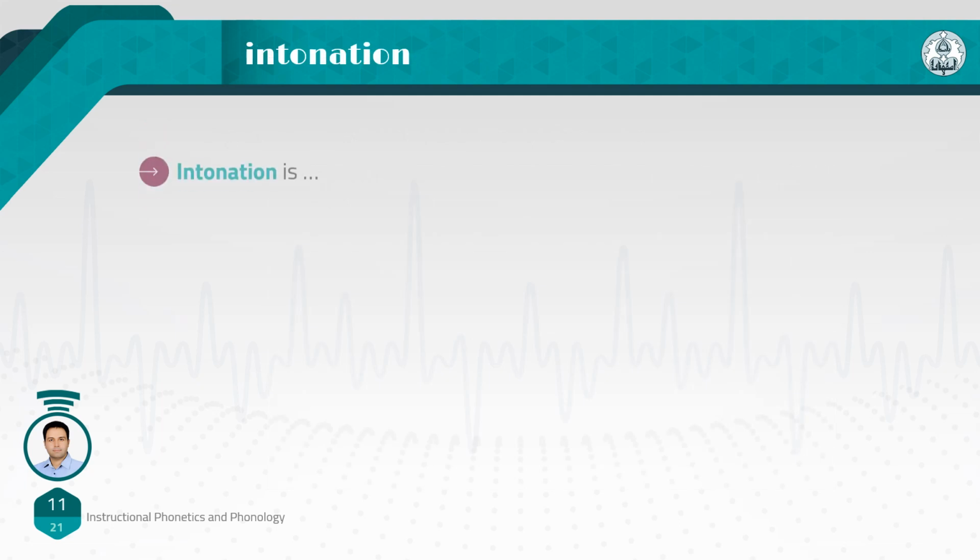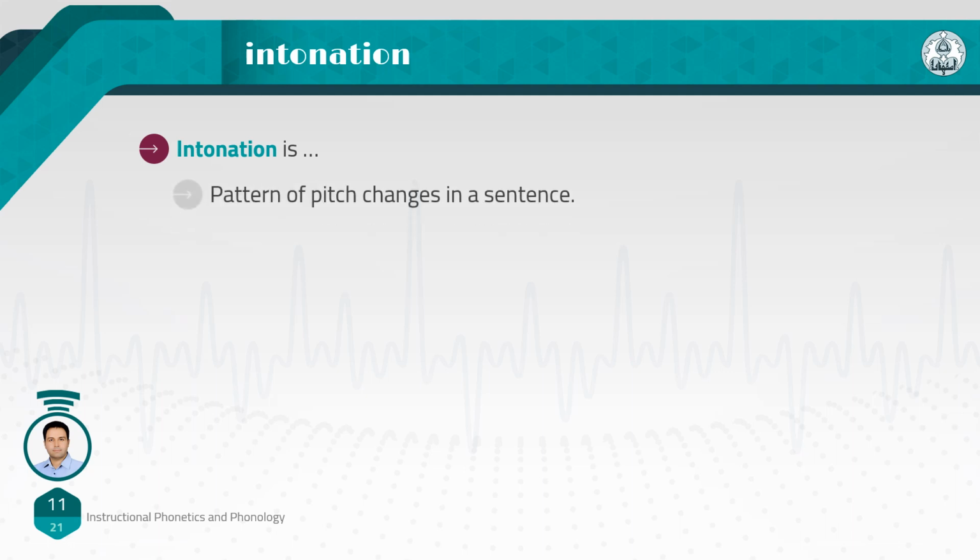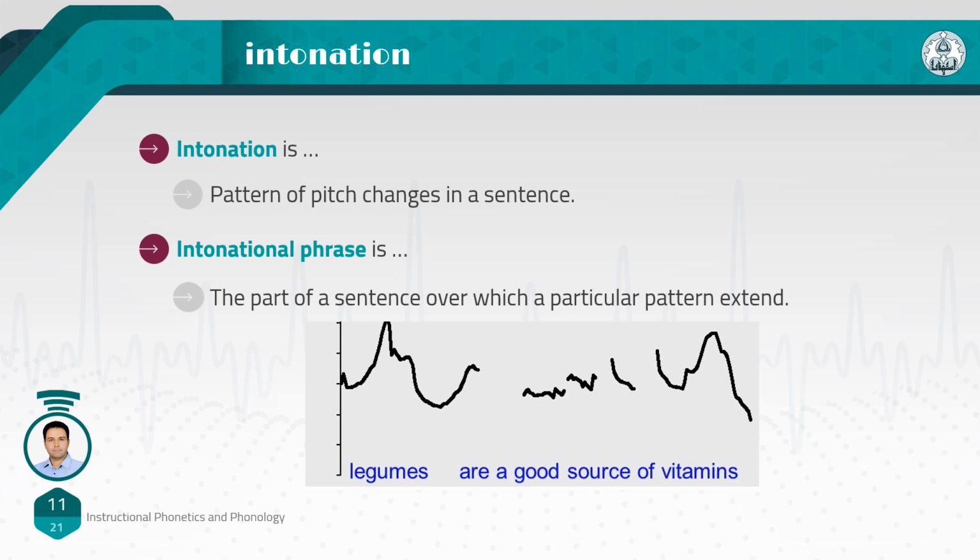Intonation. What is intonation? Intonation is a pattern of pitch changes in a sentence. So the intonation of a sentence is its pattern of pitch changes. What is an intonational phrase? An intonational phrase is part of a sentence over which a particular pattern extends. So the part of a sentence over which a particular pattern extends is called an intonational phrase.